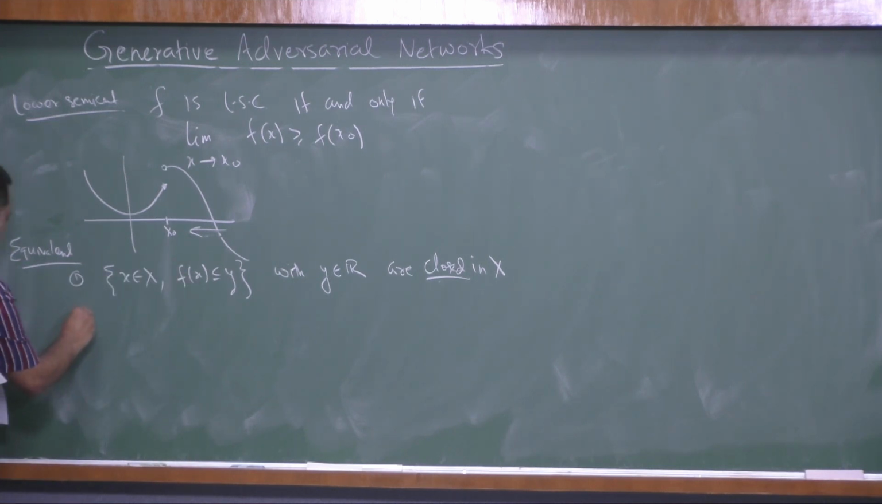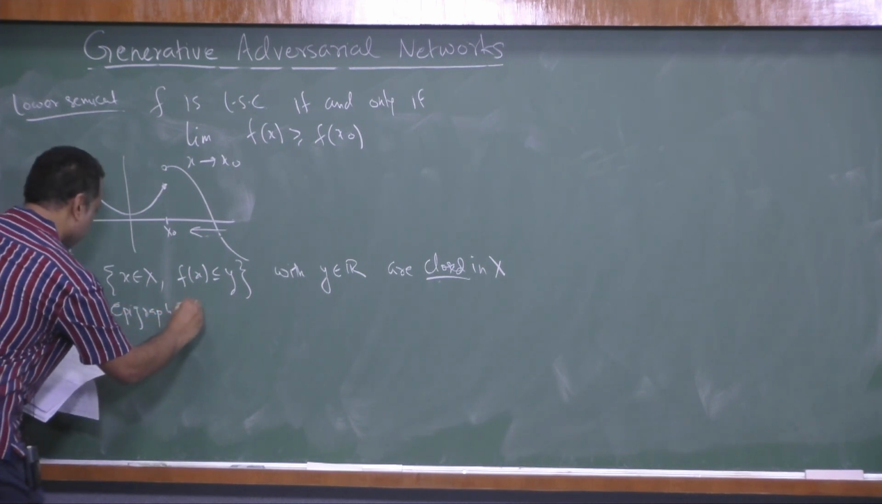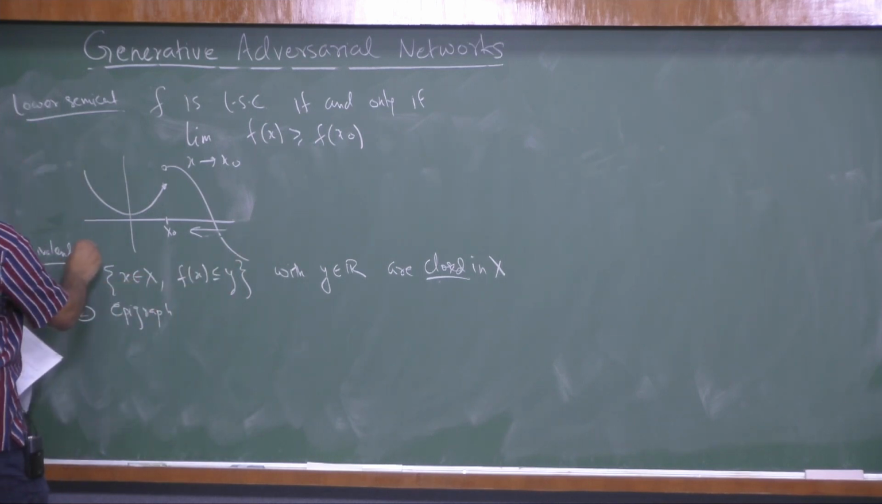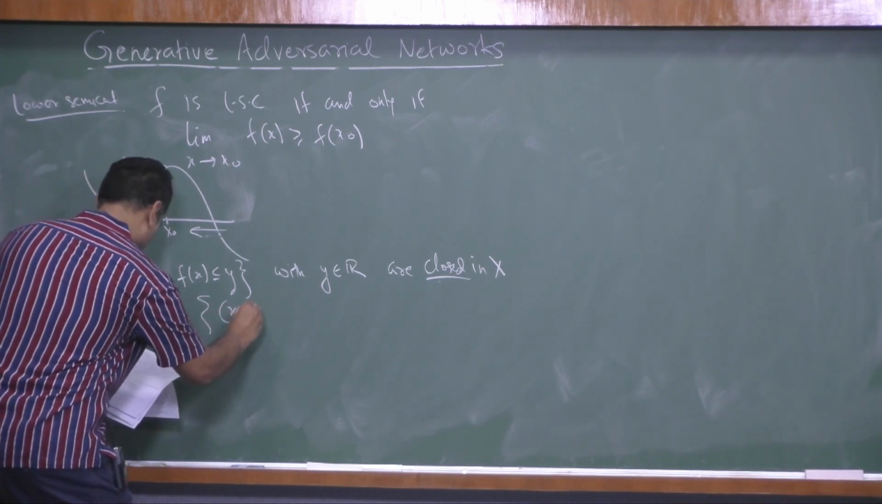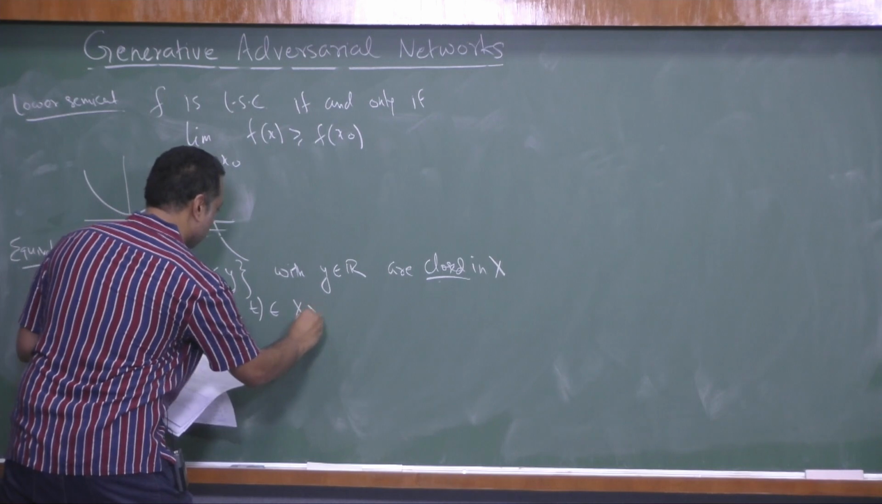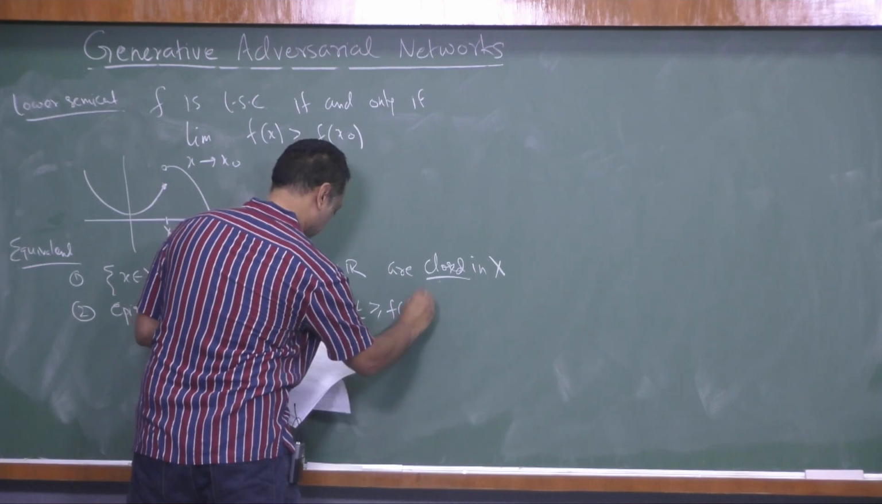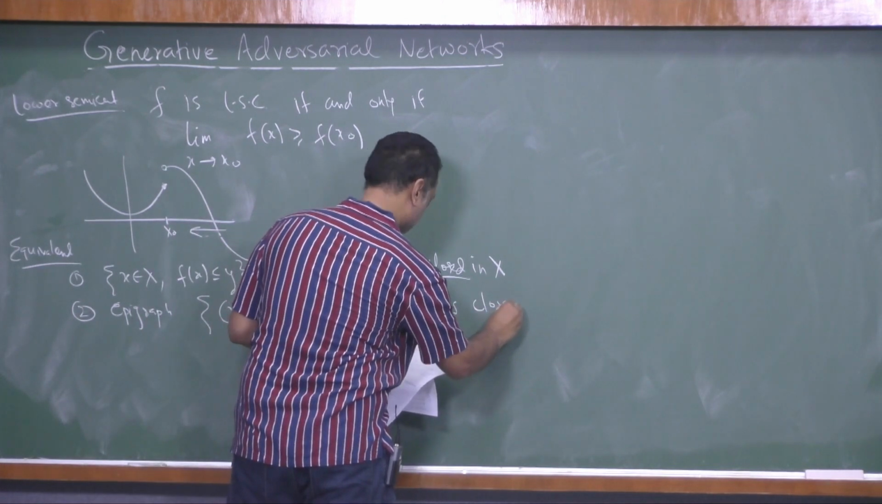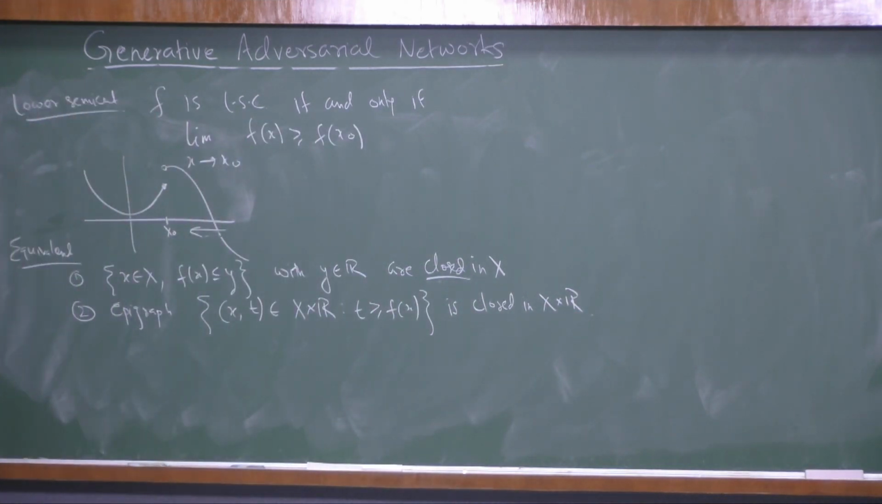Or another way to say it is that the epigraph, the set of points such that t is greater than or equal to f(x), is closed. So I leave this as a real analysis exercise. You can take this as an exercise, but only for those who know a little bit about topology, or who have done an optimization class.